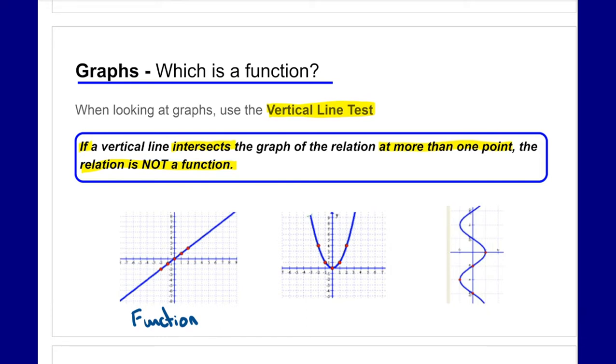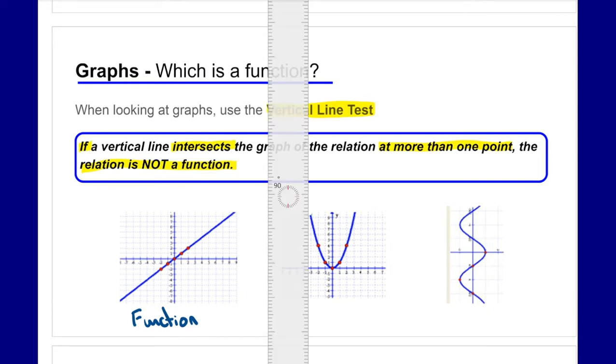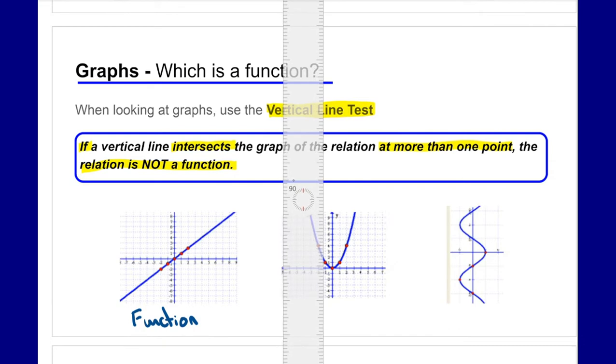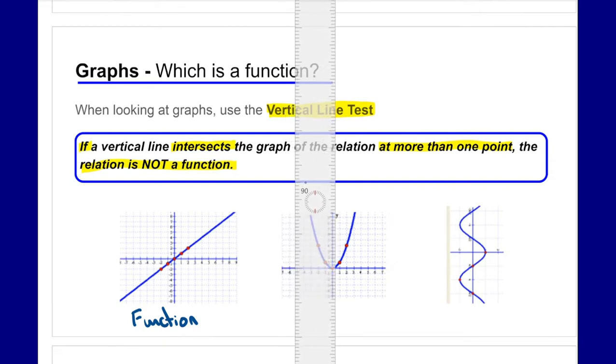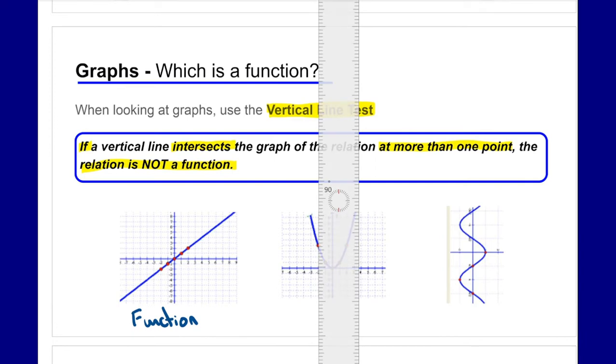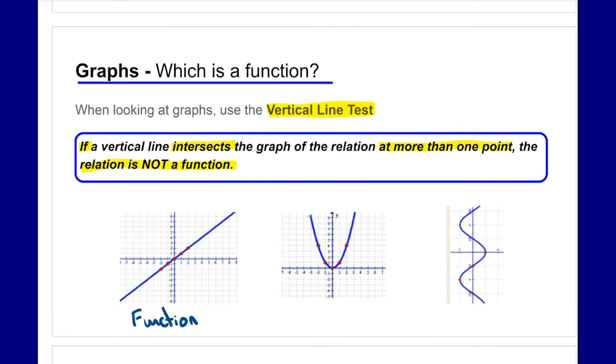Let's do the same thing for the second graph. If we go across our second graph with our vertical line, again, the line is only crossing at one point. Even as I move it across, it's still only hitting at one point. That means that our second example is also a function.